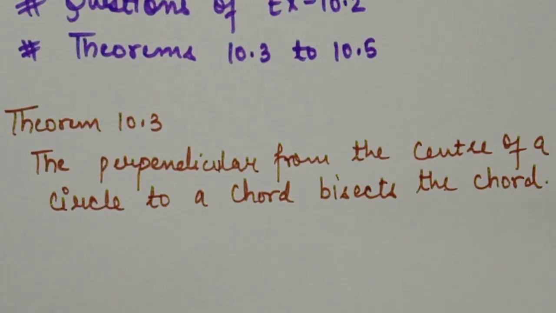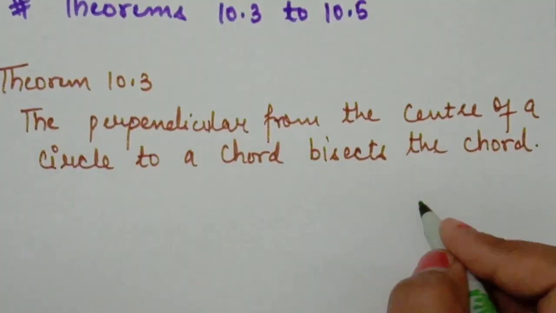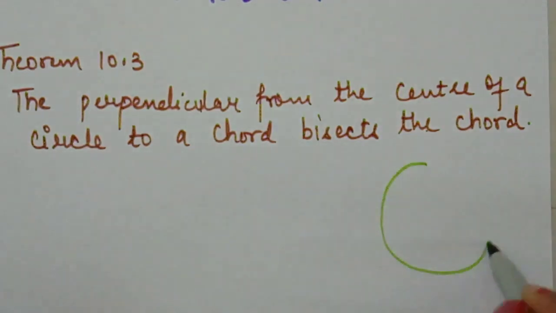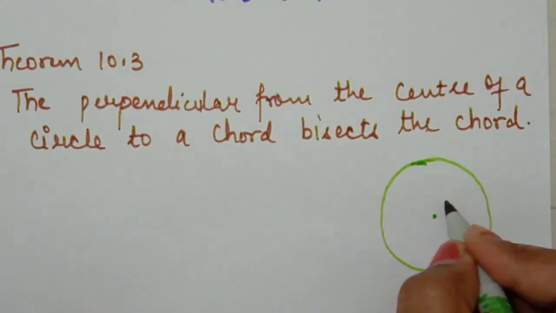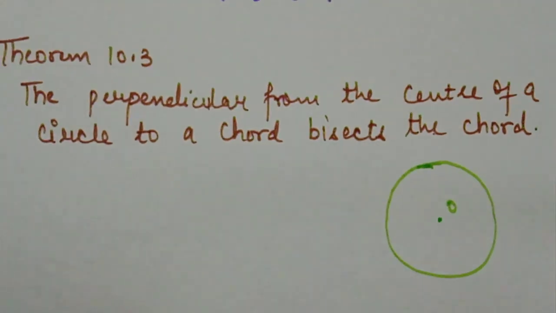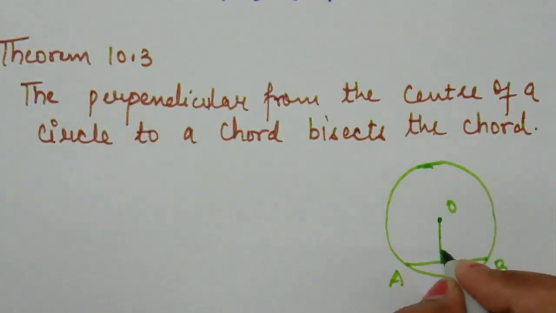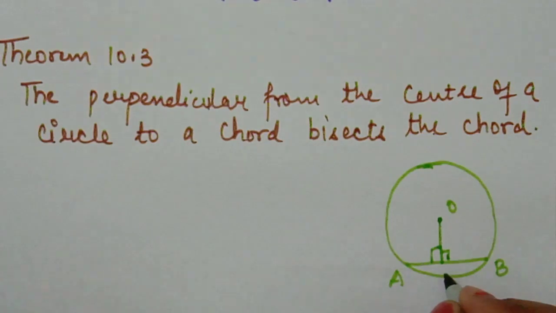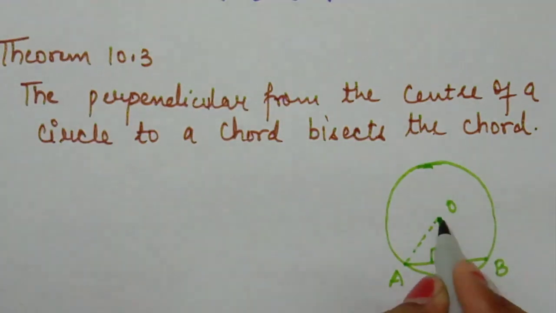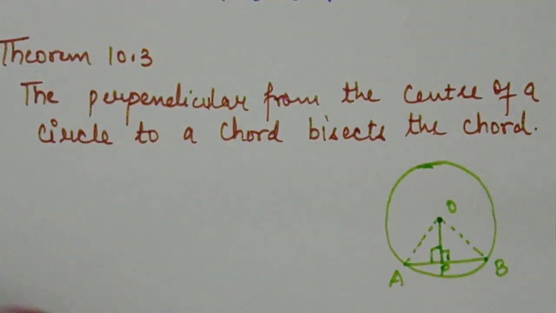So what is given to us? First of all, we have to draw a diagram. We draw a circle first. This is your circle, this is your center O. This is your chord AB. According to the given condition in our theorem, a perpendicular is drawn from the center of a circle. It is given that it is perpendicular, so both the angles are 90 degrees. We name the foot P. Now we will join A and B with the center O.